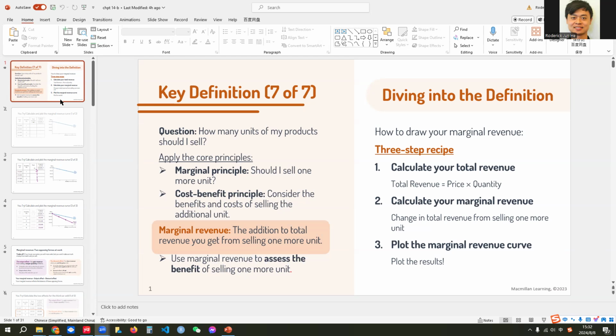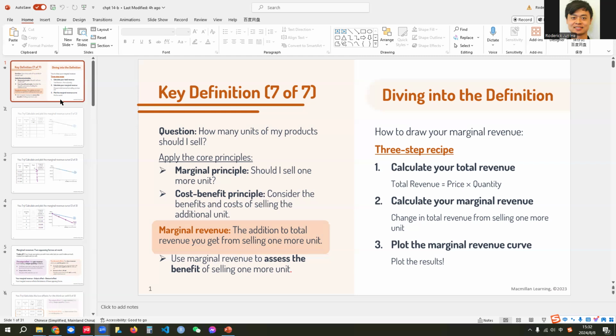In order to do that, we need to take a close look at the marginal revenue, by application of these core principles. The first is the marginal principle: should I sell an additional unit? And the second is the cost-benefit principle, which means we should consider both the benefit and cost sides of selling this additional unit. Just to remind you, marginal revenue means the addition to total revenue you get from selling one more unit.